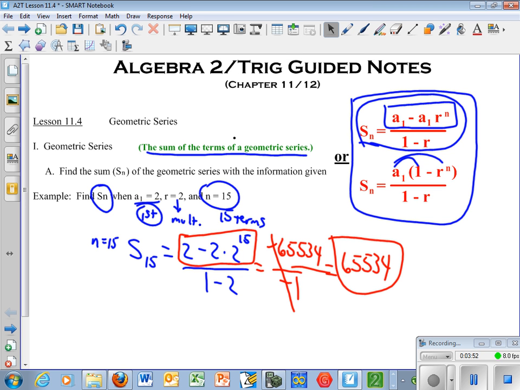Now if you started listing them out, a1 is 2. a2, we're multiplying by 2 between terms, so it's 4. Then 8. Then 16. Then 32, and so on. There's the sequence, and we'd list that out to 15 terms, and you'd add all those up. But this is the formula for actually finding the sum without having to write them all out and plug them all into your calculator and add them up.